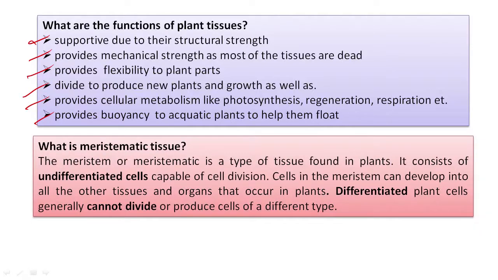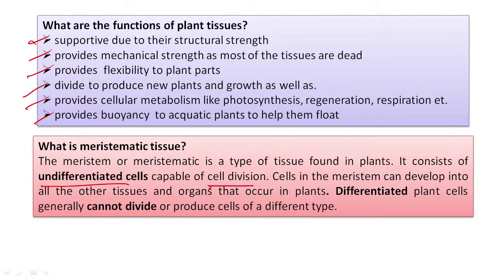Now, the first topic is meristematic tissue. So, what is a meristematic tissue? The meristem or meristematic tissue is a type of tissue found in plants. It consists of undifferentiated cells capable of cell division. Cells in meristems can develop into all other tissues and organs that occur in plants because of cell division.